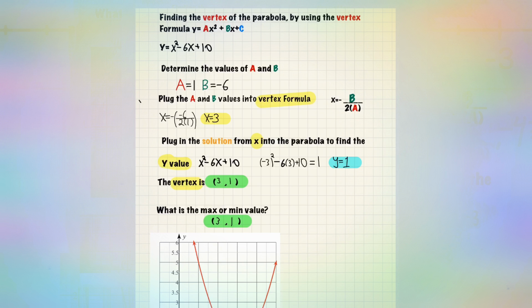Okay, so here we're asked to find the vertex of the parabola by using the vertex formula. And the vertex formula is basically this: x equals negative b divided by 2a. Again, they don't give you a formula for y. I mean, they do, but what you really need to know is, whatever you find for this, you're going to plug into the original function whenever you see an x to find your y value.